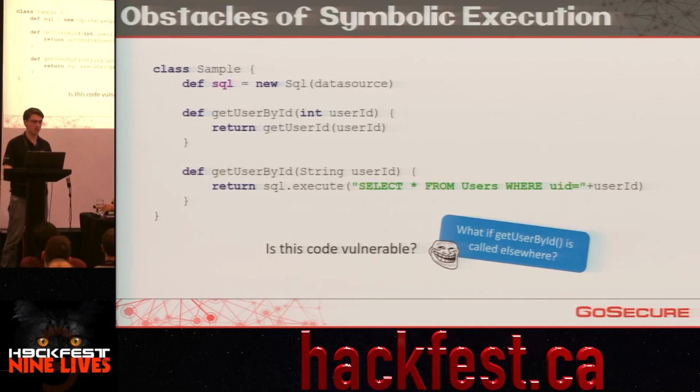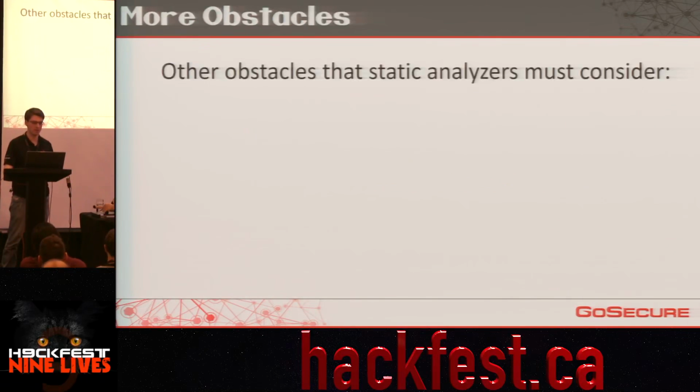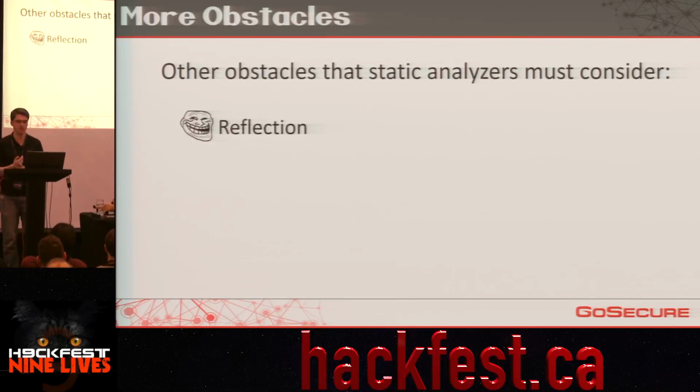So the big question when we're analyzing this code and we're trying to automatically confirm if it's a vulnerability is: is the second one called directly somewhere else that we didn't see? Another big thing that will be a big obstacle for static analysis: reflection.